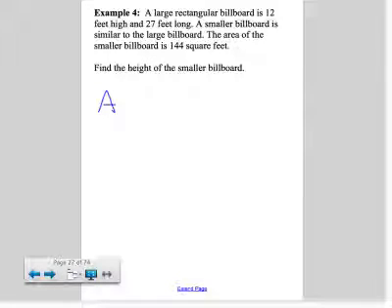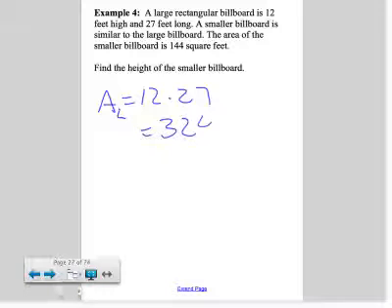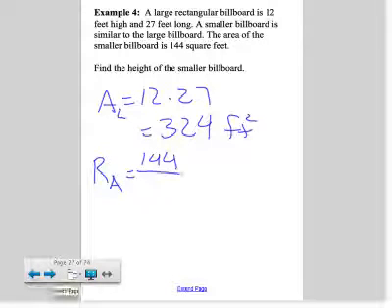So the area of the larger one, I'll just put AL. So area of the large one is 12 times 27, and 12 times 27 tells us that the area of the larger billboard is 324 square feet. Okay, now I can find the ratio of the areas. The ratio of the areas equals the smaller one over the larger one. And when I reduce that down, let's see here.